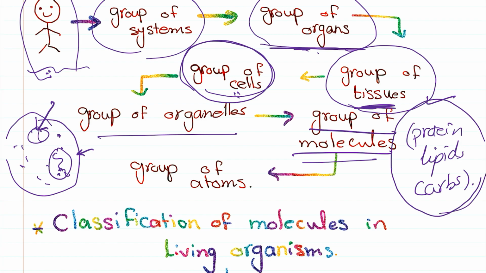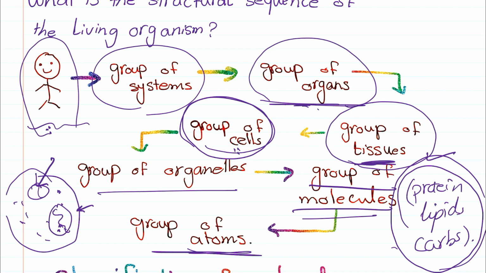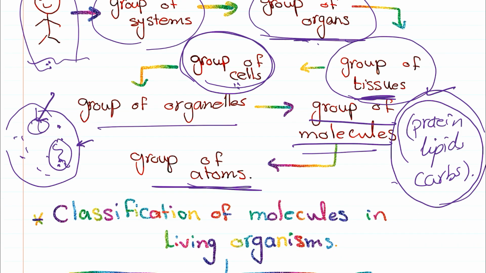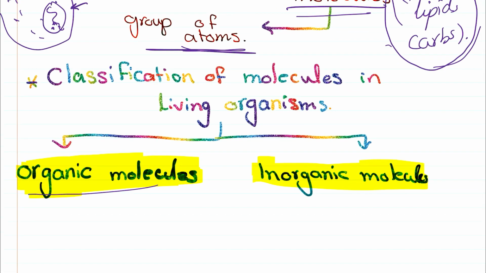Each chemical molecule is formed of a group of atoms. What are these atoms? Carbon, hydrogen, oxygen, nitrogen. So this is the sequence of the living organisms. Each one of us is formed of these sequences. If we try to classify the molecules in living organisms, they will be organic molecules and inorganic molecules.